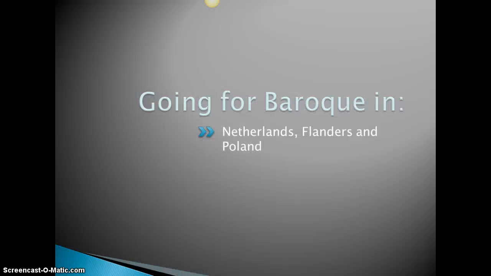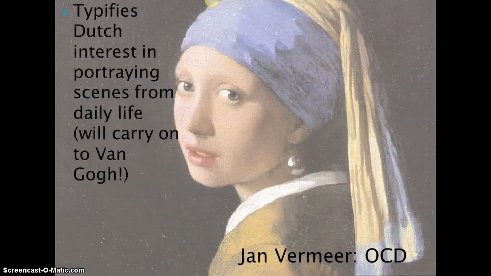So now we're going to go for Baroque in Netherlands, Flanders, and Poland. Now this is our Dutch artist of the week, Jan Vermeer, and he was a little OCD. That's what I call it. He depicts everyday scenes with such detail. It's absolutely ridiculous, but it's awesome. And this whole interest in scenes from everyday life will carry on to Vincent van Gogh, who we will see in Unit 3.